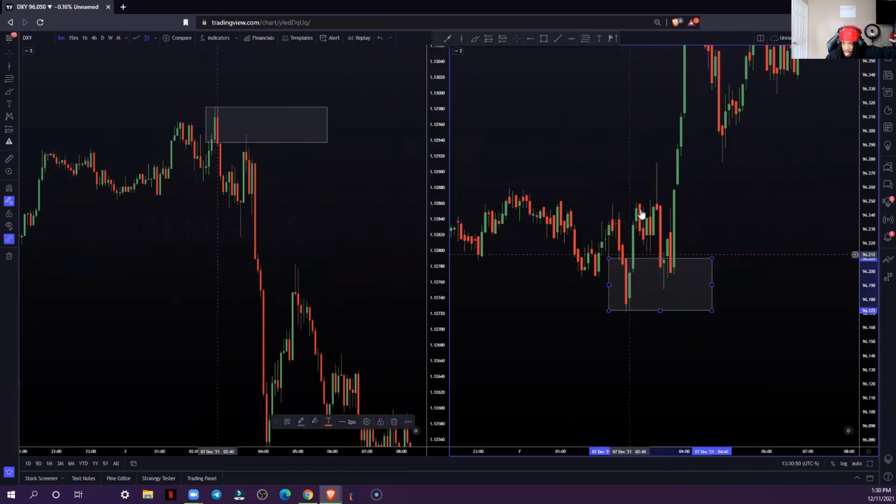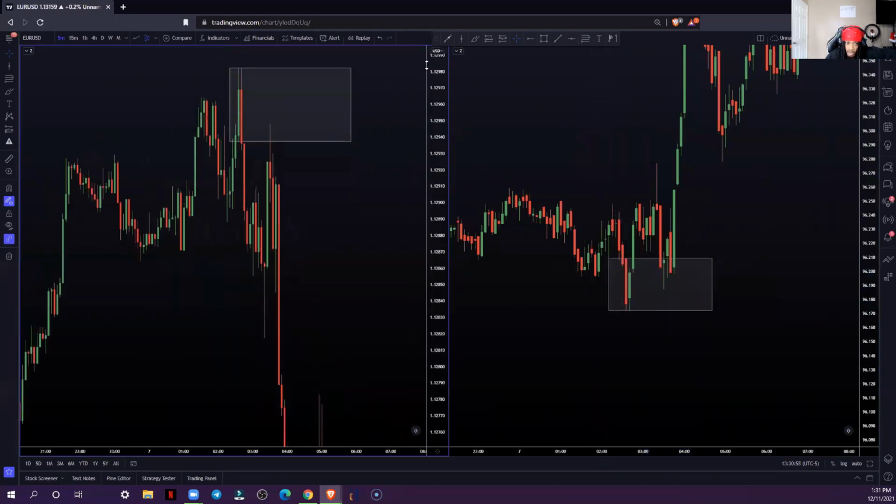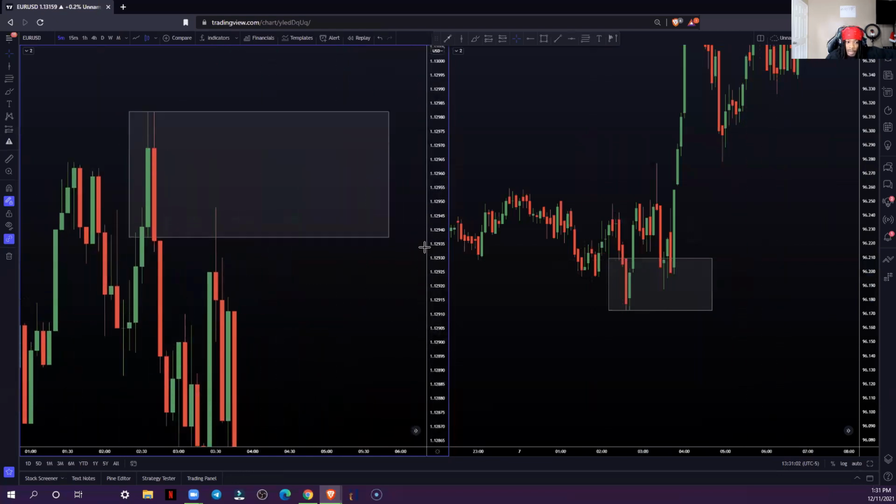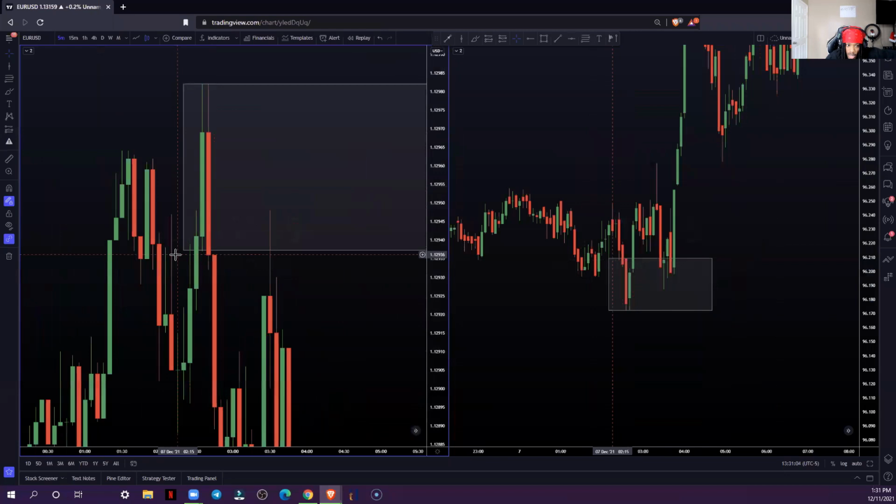Okay, so we got aggressive buying, we got demand on DXY, we got high probability supply on Euro USD. And if you can't see it, you gotta stretch these candles. We never had a pullback. Even if you go a little bit lower, it came out of that area. When it came out of that area, this next candle never tapped back into that zone.